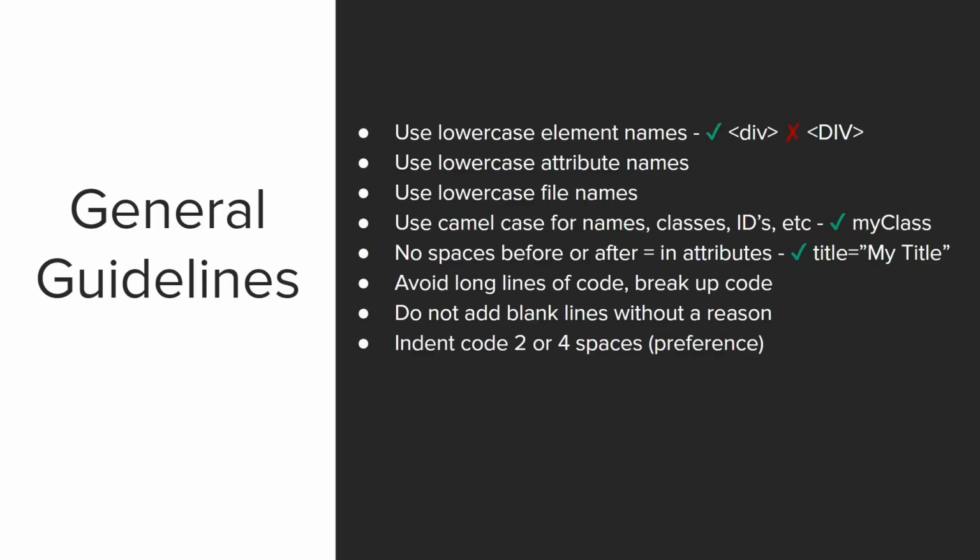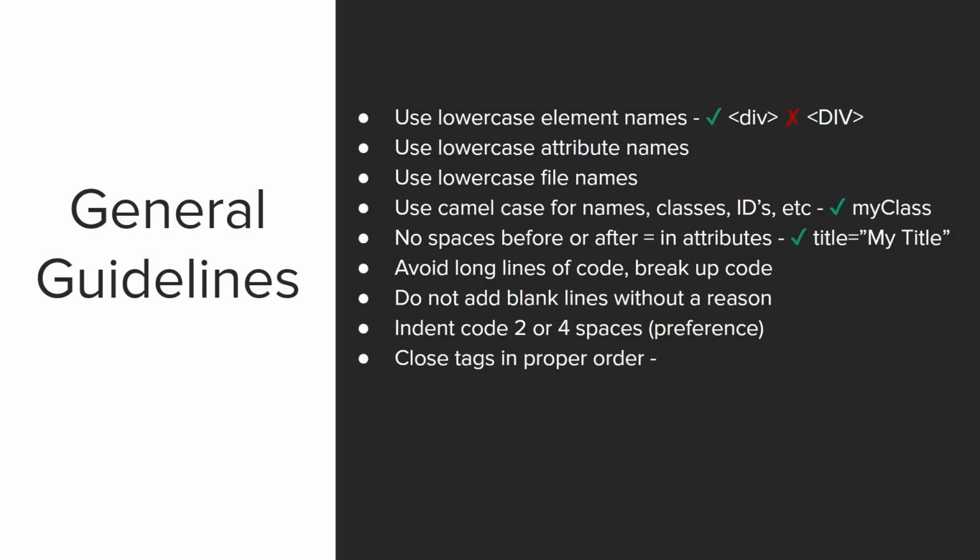Indent your code 2 or 4 spaces, whatever your preference is. So each line of nested code should be indented 2 or 4 spaces more than the previous line. Be sure to close your tags in the proper order. So here we have a paragraph and then a strong, the text, and then the closing paragraph and closing strong are in the wrong order. It should be paragraph, strong, text, closing the strong, and then closing the paragraph.